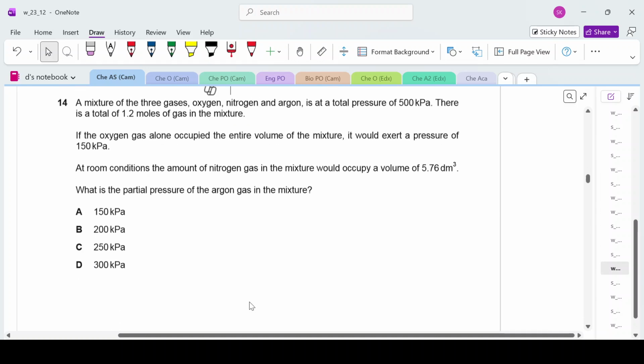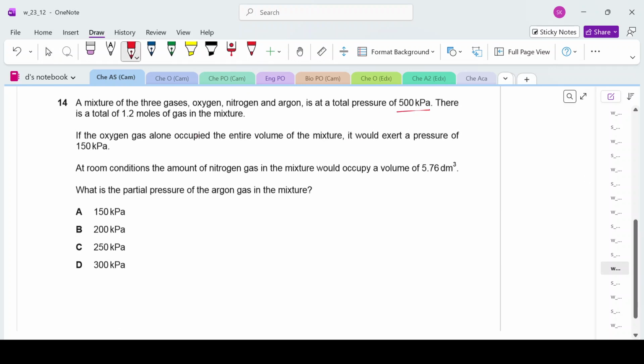A mixture of 3 gases, oxygen, nitrogen and argon, is at a total pressure of 500 kilopascal. There is a total of 1.2 moles of gas in the mixture. So total হচ্ছে 1.2 number of moles, আর total pressure হচ্ছে 500 kilopascal. তাহলে individual gases গুলো এখানে x এর জায়গায় বসবে. Oh, I forgot to multiply, equal to এটা into 500 will be the partial pressure of the different gases. If oxygen gas alone occupied the entire volume of the mixture, it would exert a pressure of 150.